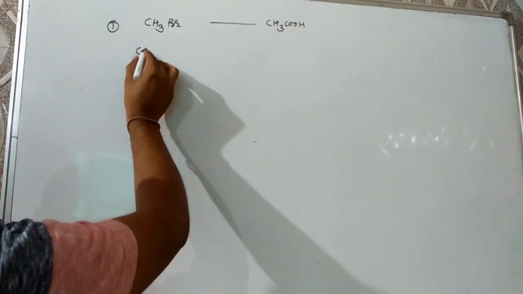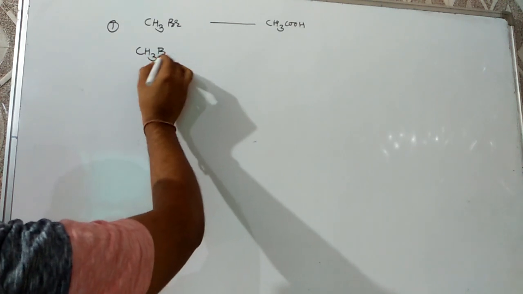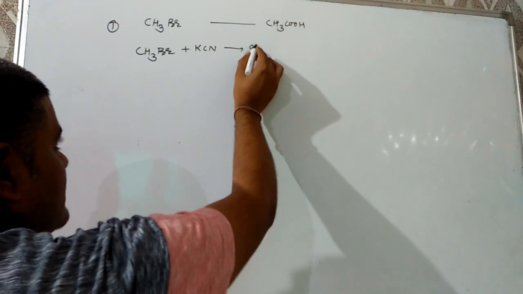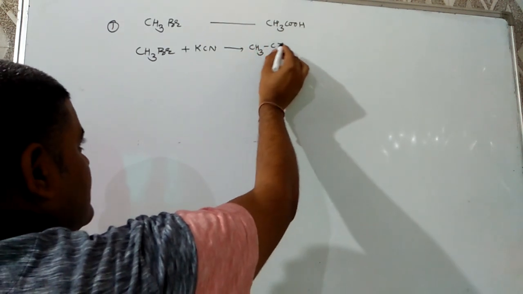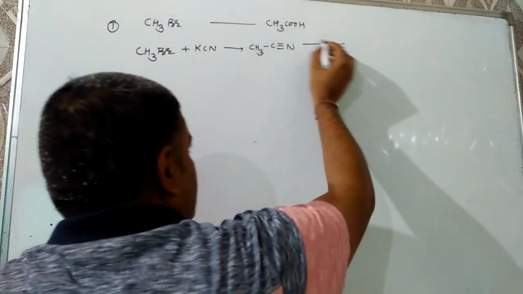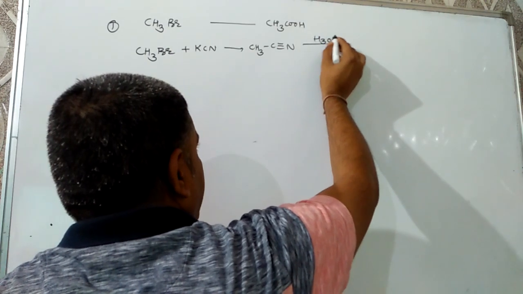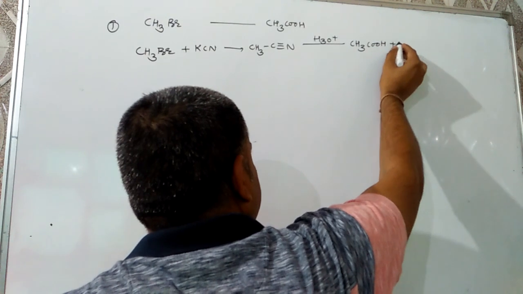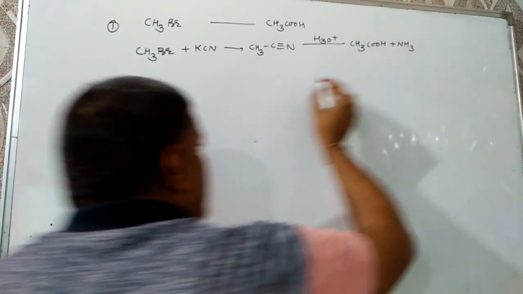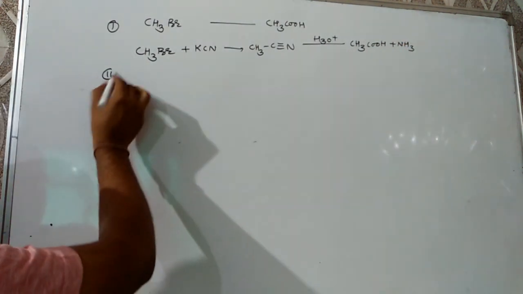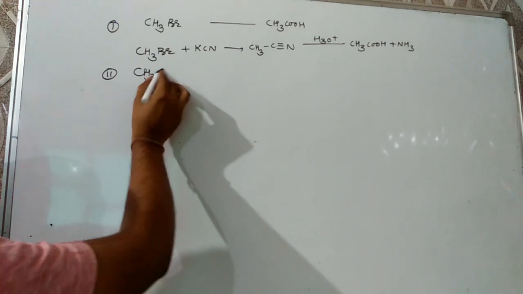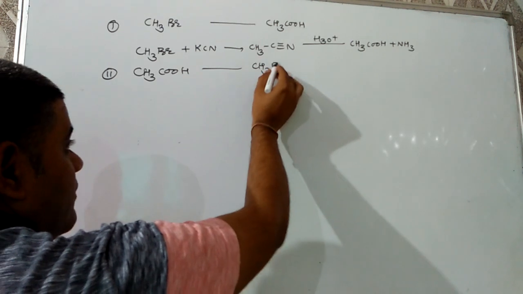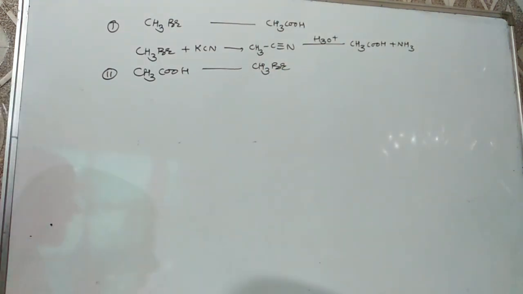Here first we have to increase one carbon, so we can add KCN here. The product formed will be CH3CN, and then CH3CN on complete hydrolysis in acidic medium gives acetic acid plus ammonia. Now this question may be asked in another way also: convert acetic acid into bromomethane. Here we have to decrease the carbon atoms.